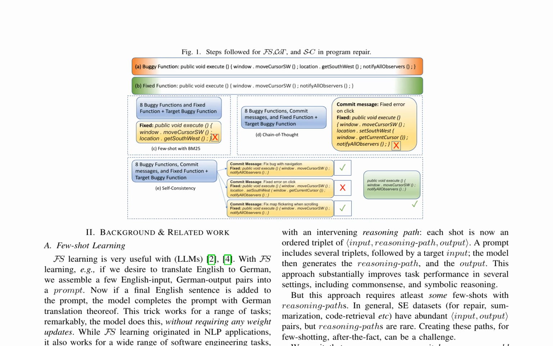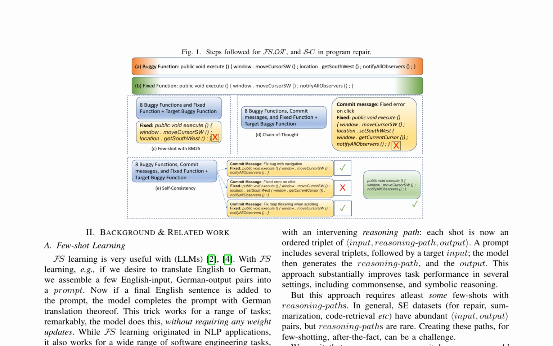most frequent solutions. The authors illustrate the steps followed for few-shot, chain-of-thought, and self-consistency approaches in program repair, using an example of a buggy function, commit messages, and fixed function. They demonstrate how the self-consistency approach can be applied to program repair, using commit log messages as the reasoning path.